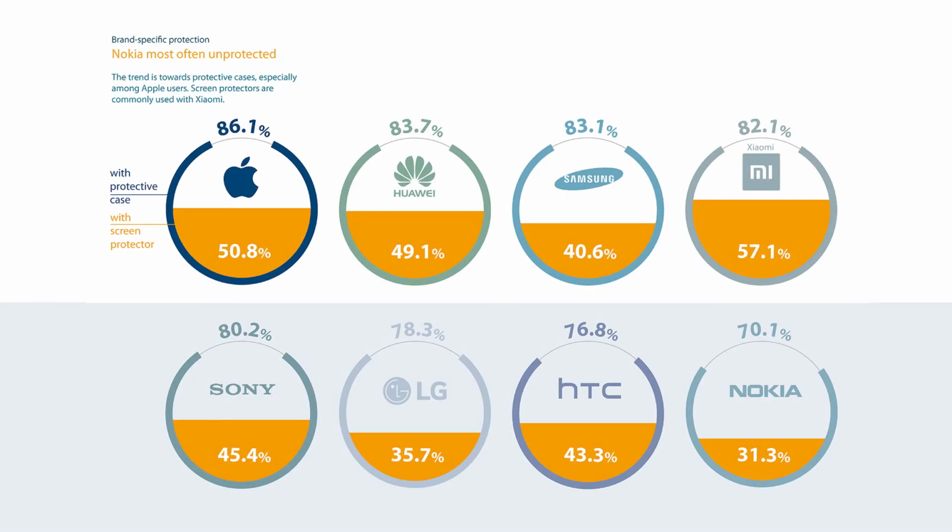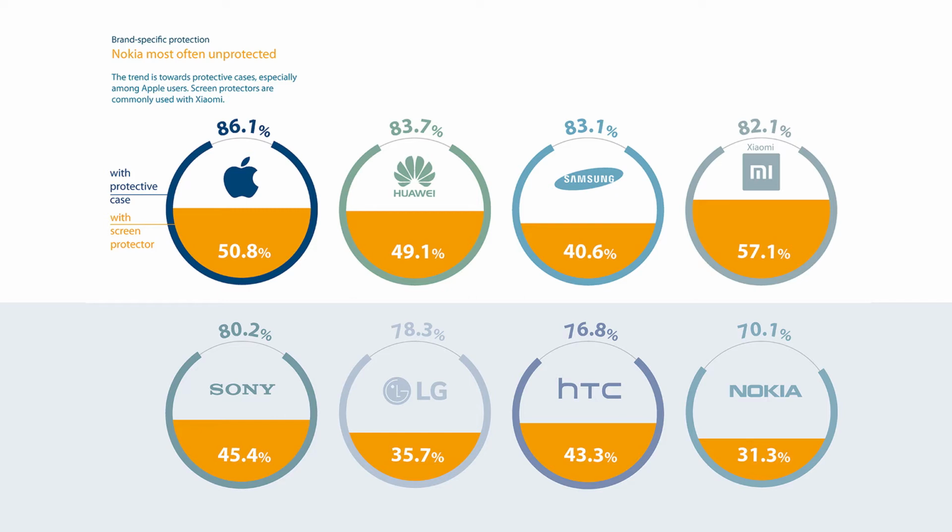This infographic is part of an infographic series I created for the smartphone repair place Click Repair. The outlines of the circles show how many smartphone users, depending on the brand, protect their smartphone with a protective case. 86.1% of Apple users do that, for example. The orange circle fillings show how many smartphone users protect their smartphone with a screen protector. 50.8% of Apple users do that.